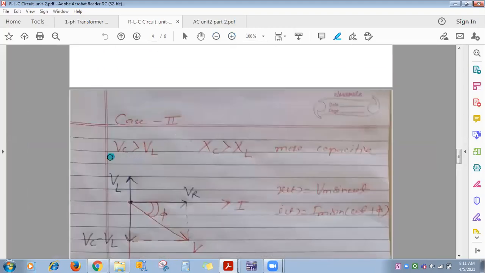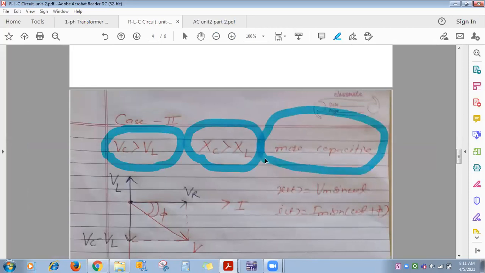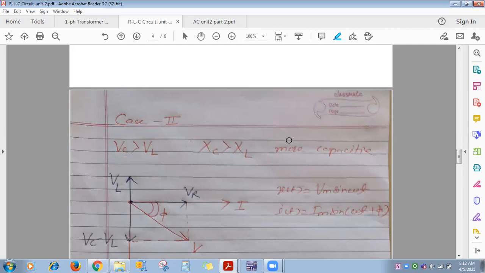Then the second case, when VC is greater than VL, which means obviously XC is greater than XL. If XC is greater than XL, then we can say the circuit is more capacitive. More capacitive means definitely the same as that of series RC. Current leads, total current will lead total voltage here, and Z, its imaginary part, you will find negative. So phi will be negative, isn't it? So in the voltage triangle, power triangle, impedance triangle, the y-axis, that is the imaginary axis, will be along the negative imaginary axis.